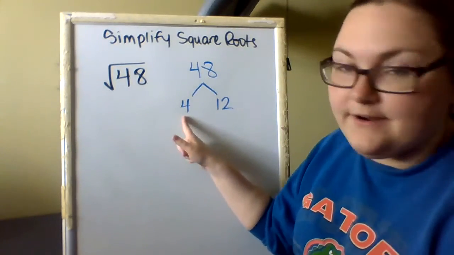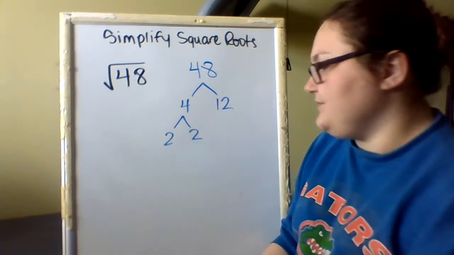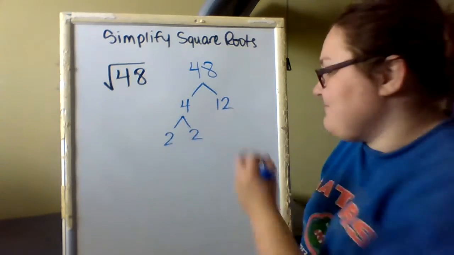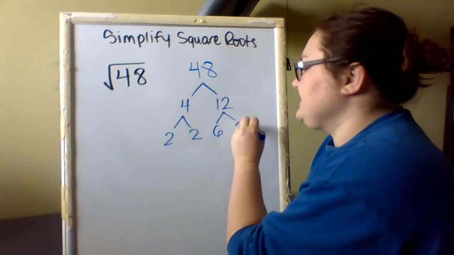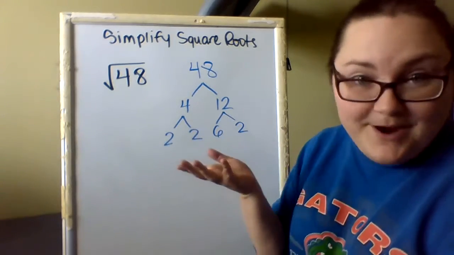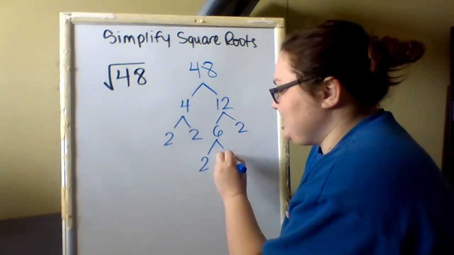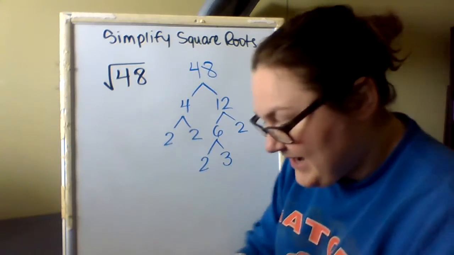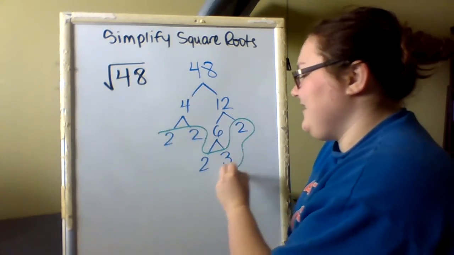So looking at 4 here, 4 is not a prime. 4 we could split into 2 times 2, because 2 times 2 is 4. If I look at 12, 12 is also not prime. There's a couple different things you could do with 12. I'm going to do 6 and 2. If I look at what I've got now, I've got a lot of 2's. 2 is prime. 6 is not, though. 6 I could keep going, and I could say 6 is the same thing as 2 times 3. Looking at what I have left here, I've got 2, 2, 2, 3, and 2.